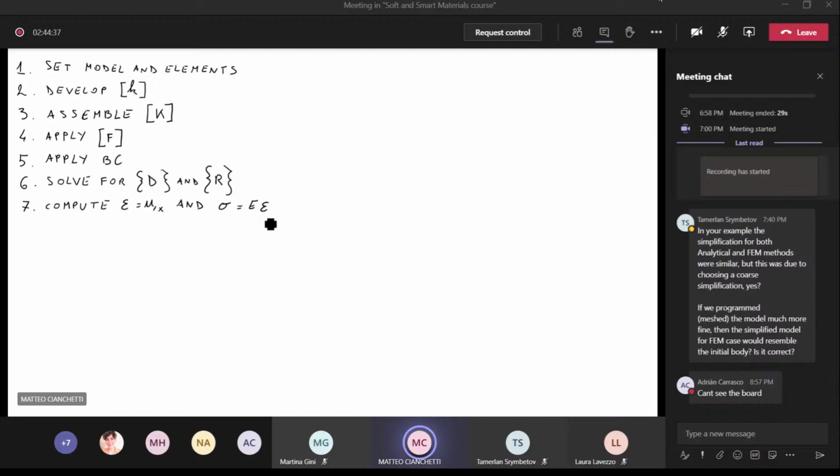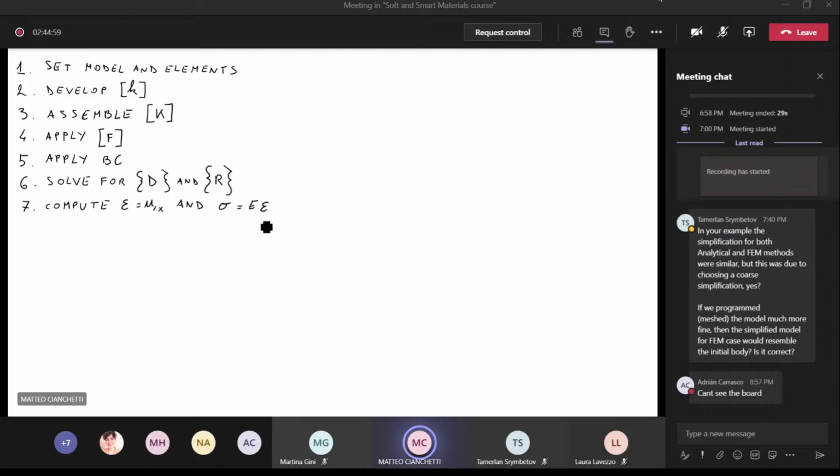Okay, this is just a very quick recap, just to have a visual recap, if you like, of the steps that we followed so far every time we made an example, whatever simple it is, of the application of the finite element method.